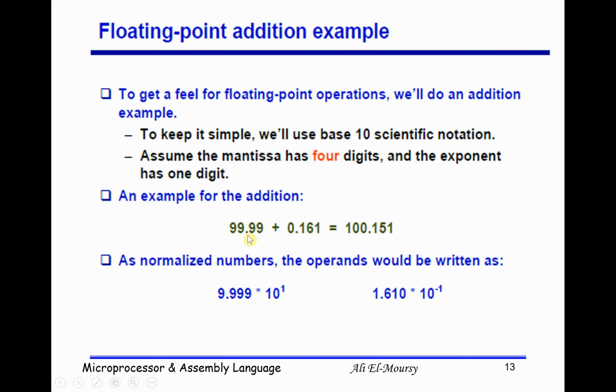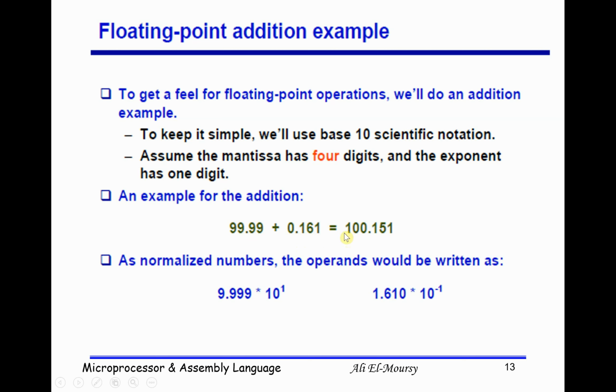The first number is 99.99. The digits of the number here, the mantissa, need only 4 digits or 4 slots of storage. Similarly the second number, which is 0.161, needs only 3 slots in the storage. However, if I add those two numbers together in decimal, without even going into the floating point representation, the result of this addition should be simply 100.151.